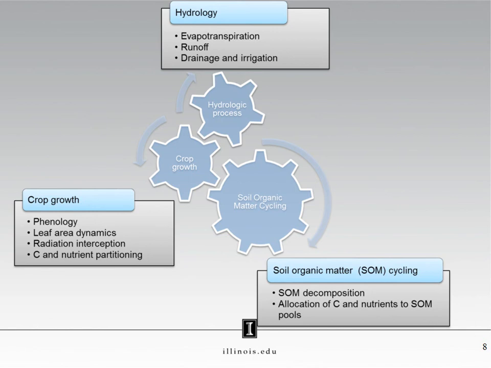The process models associated with the crop growth include the phenology and leaf area dynamics, radiation interception, and carbon and nutrient partitioning. The hydrologic submodel calculates the evapotranspiration, runoff, drainage and irrigation, and the soil organic matter submodel calculates the soil organic matter decomposition rate and also the allocation of the carbon and nutrient to the different soil organic matter pools.